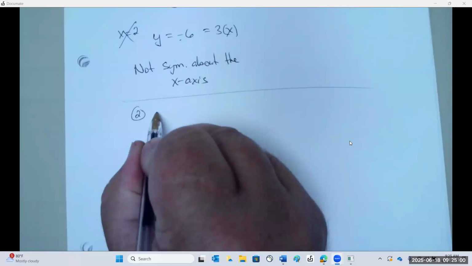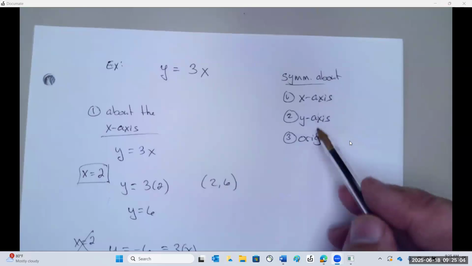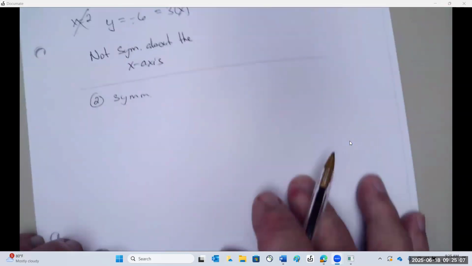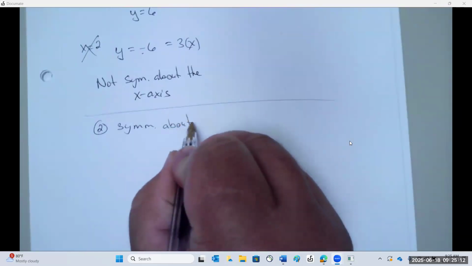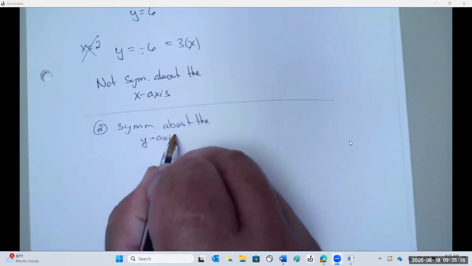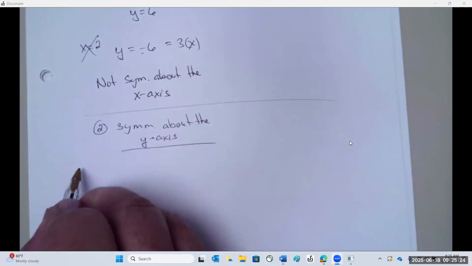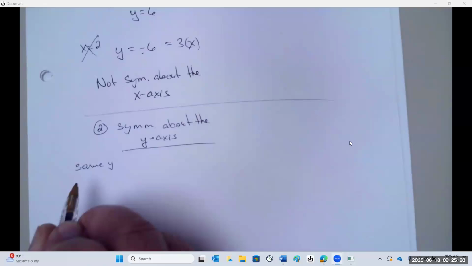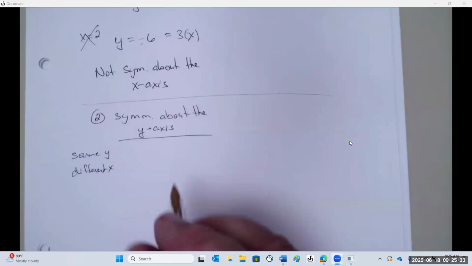Now we'll try the y-axis. We're supposed to check all three of them. So let's test symmetry about the y-axis. So what has to be true about the symmetry about the y-axis? Yeah. Do I get same y, different x? So let's see.